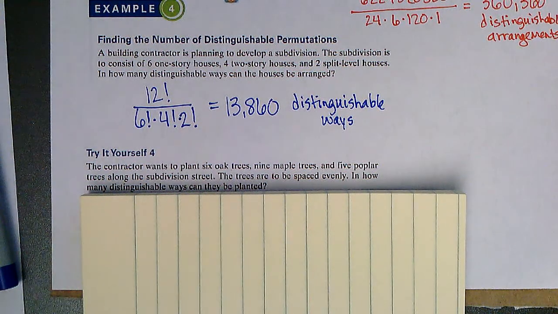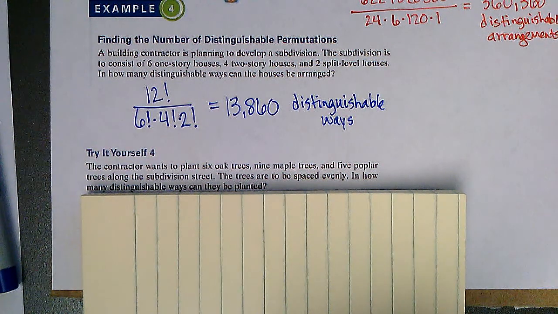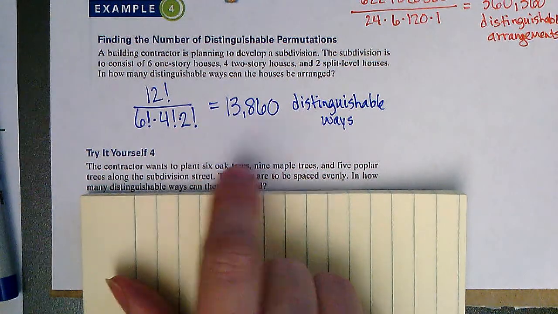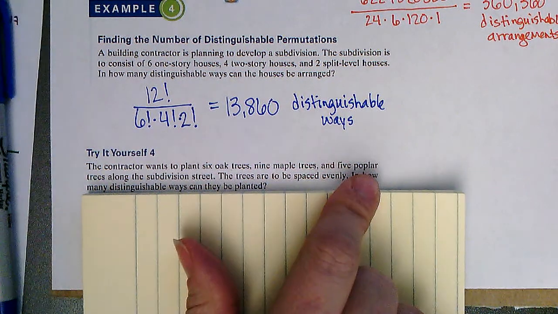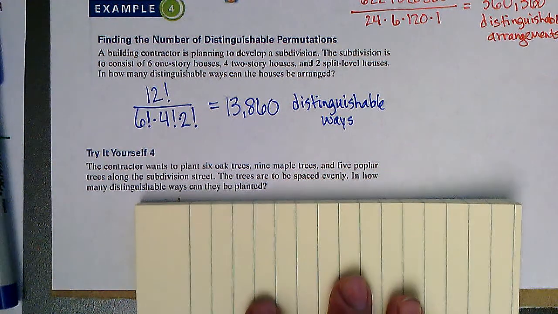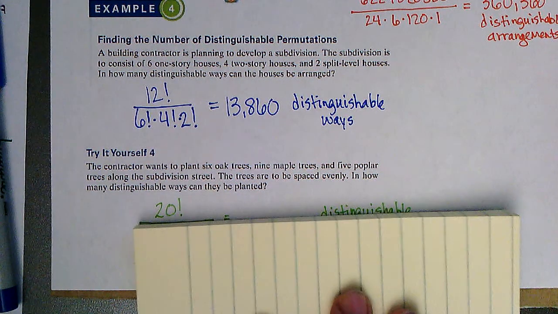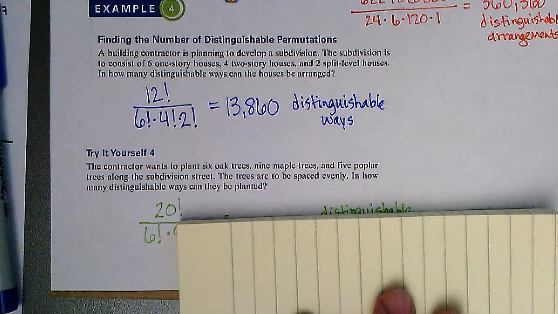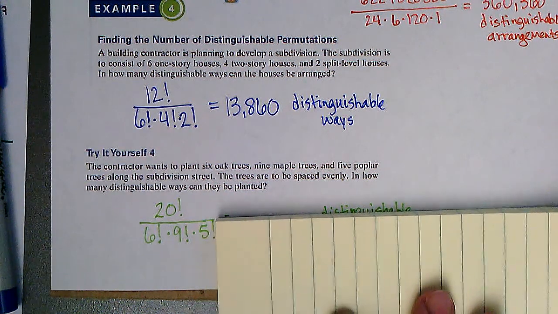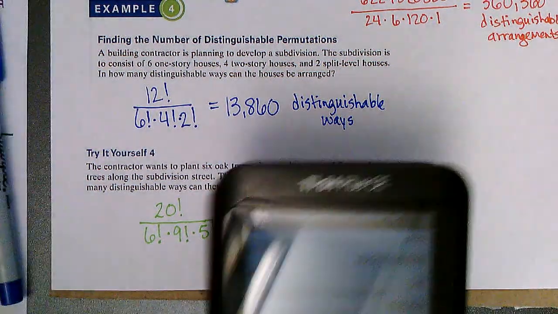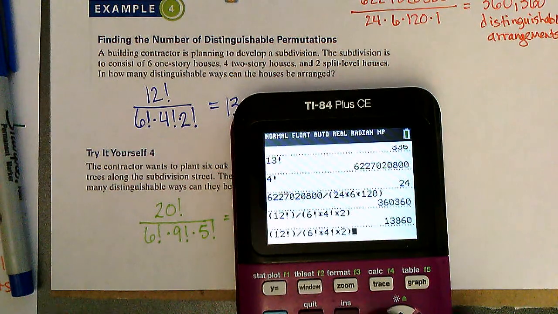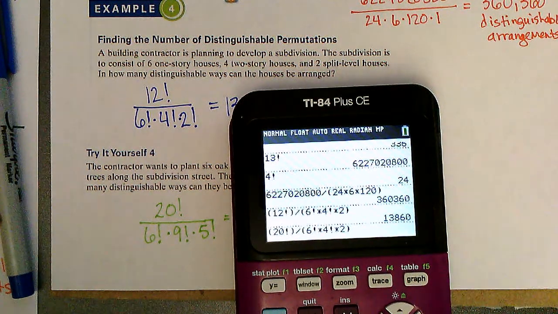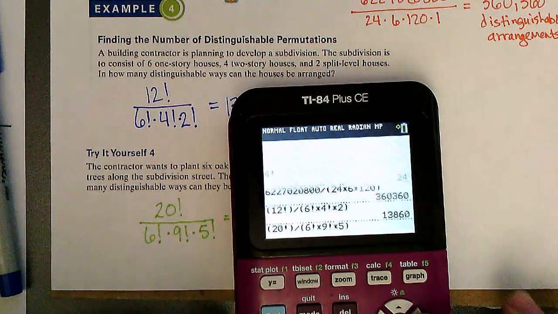So we have our contractor that wants to plant 6 oak trees, 9 maple trees, and 5 poplar trees. So that is going to be a total of 20 trees. We won't be able to tell the 6 oak trees apart from each other, the 9 maple trees apart from each other, and the 5 poplar trees apart from each other. So I have 20 factorial divided by 6 factorial times 9 factorial times 5 factorial. And then I will do that in my calculator.